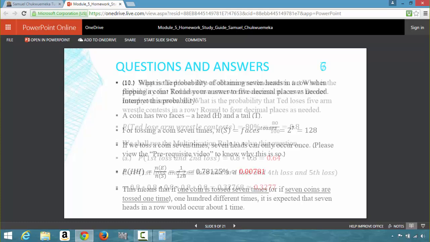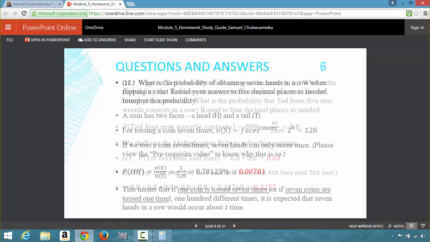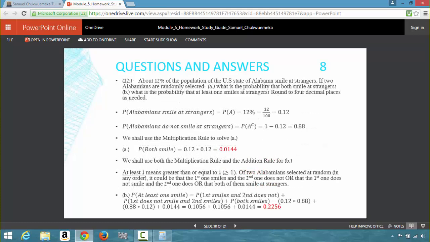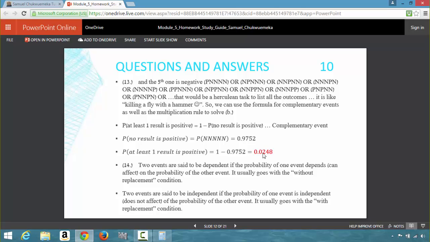Okay, the next one we have, so if you do this, you get your answer to be 0.0248.